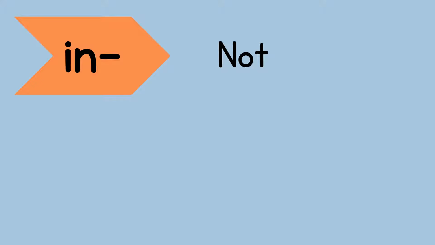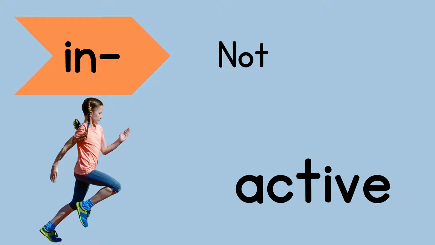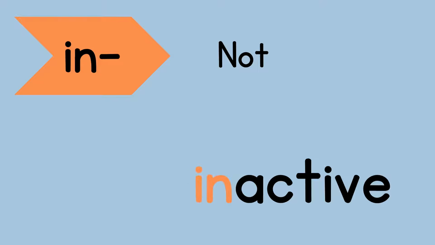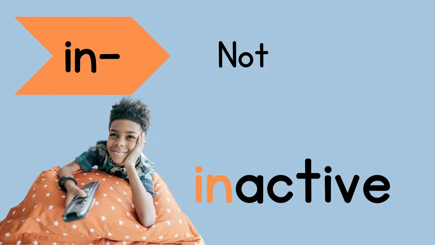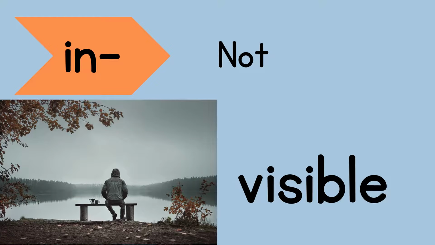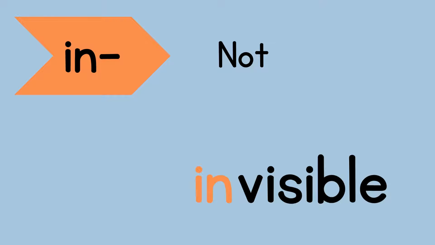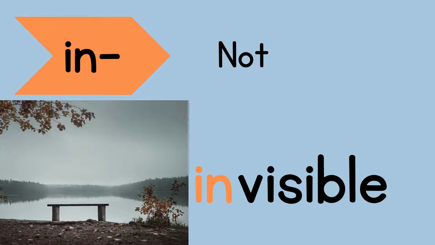Let's look at 2 more examples with in. Active means doing something. So when we add the prefix in to the new word, it's inactive, which means not active or not doing something. Then we have visible, which means able to be seen. What does it become if we add the prefix in to it? Invisible. What does that mean? Not visible or not able to be seen.